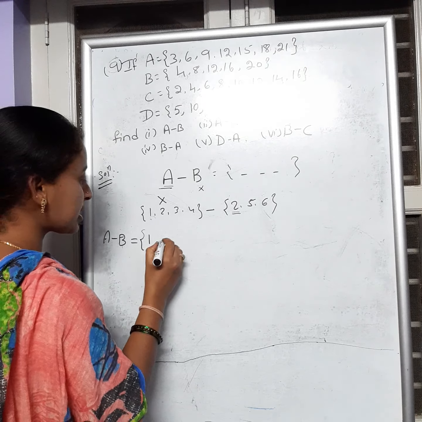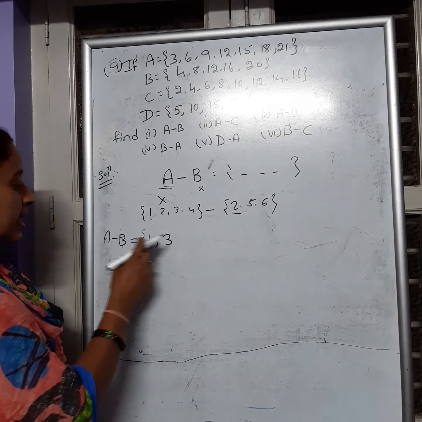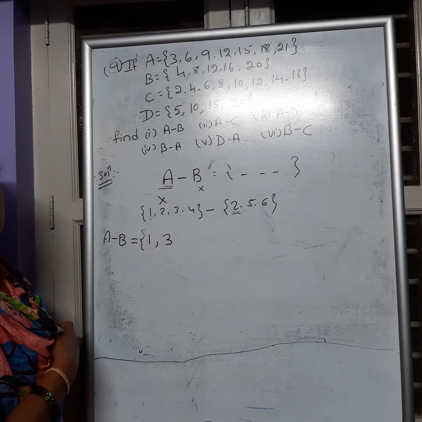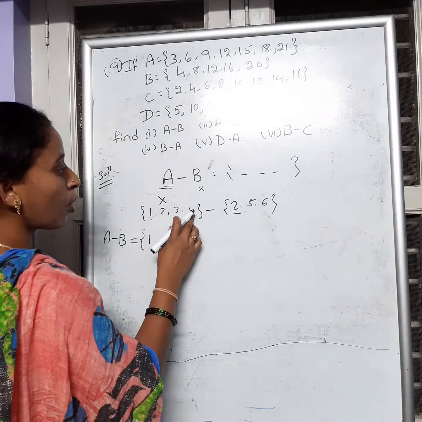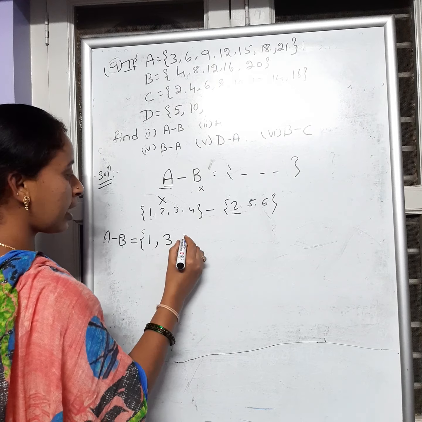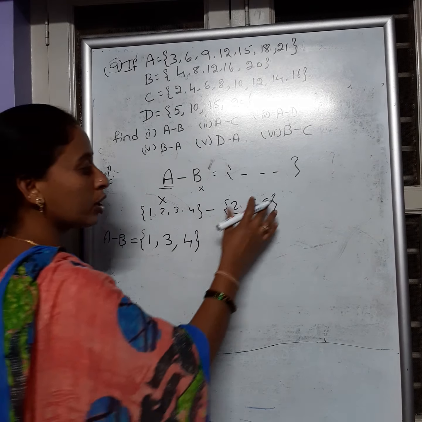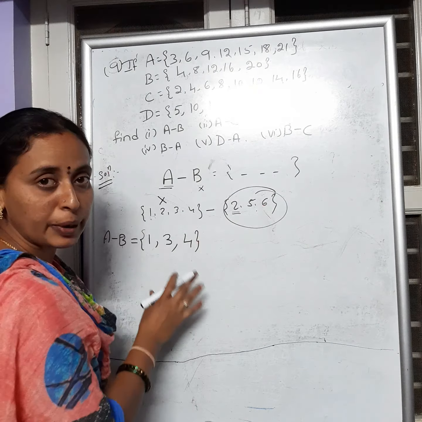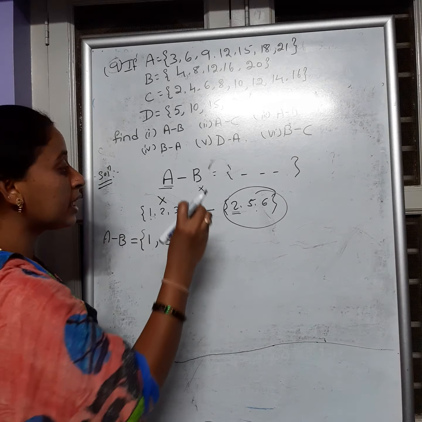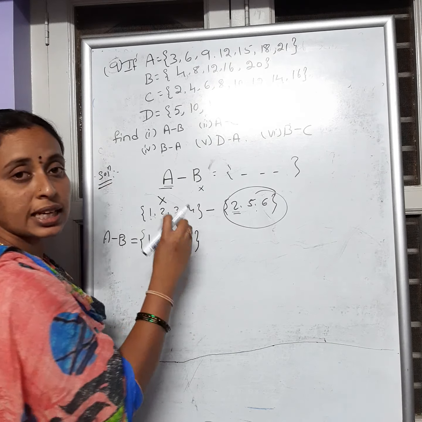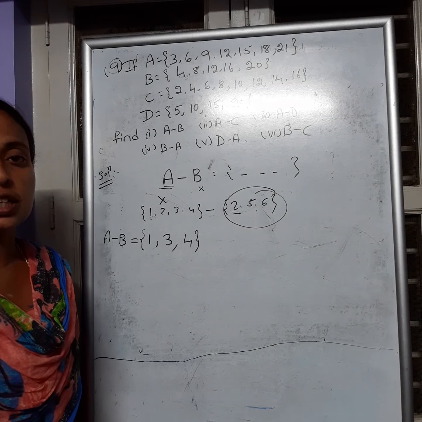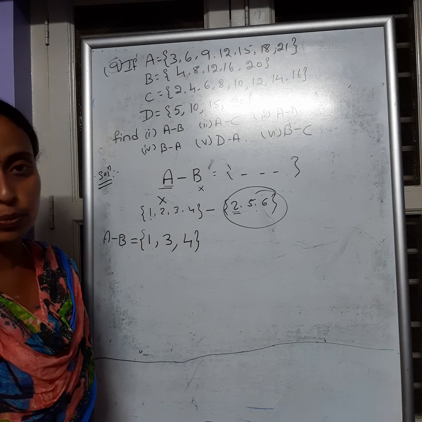No. Then we consider the 3. 3 is an element of set A minus B. Next 4. Is 4 there in set B? No. That means 4 also we consider. But we don't take any element in set B which is common in both the sets. That one only we cancelled or removed.